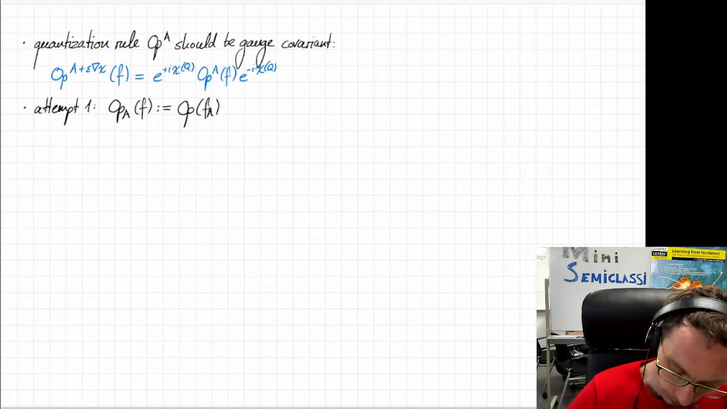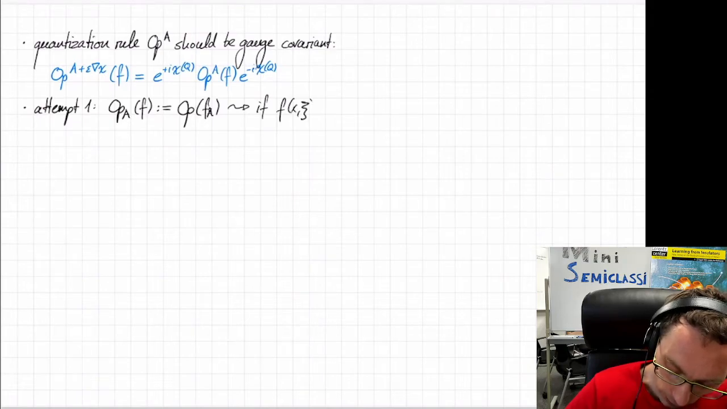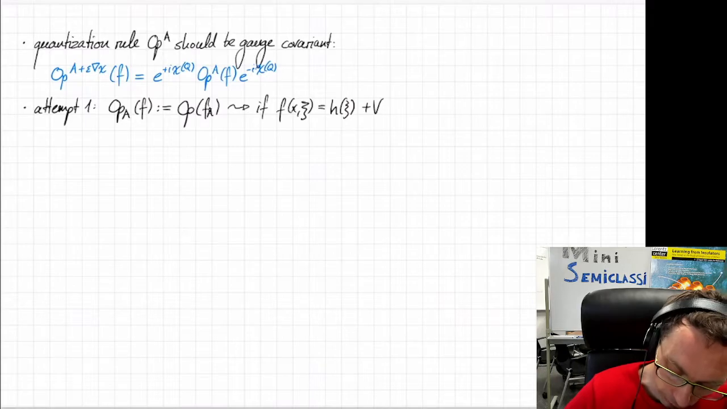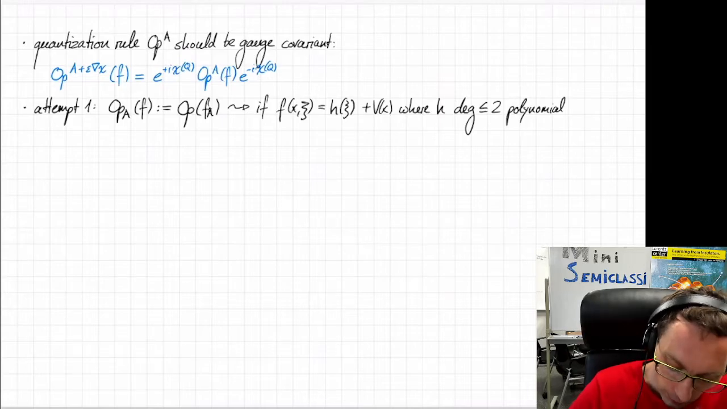Okay, let me use black. So if f of x and xi is equal to, let's call it h of xi plus v of x, where h is a polynomial of degree less than or equal to 2 in xi, it actually is gauge covariant.